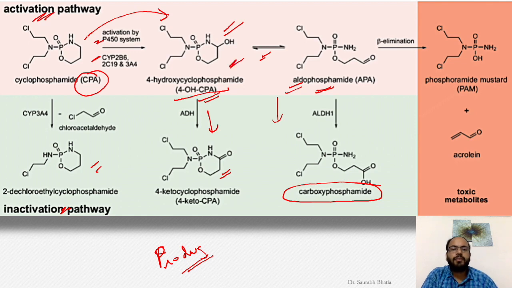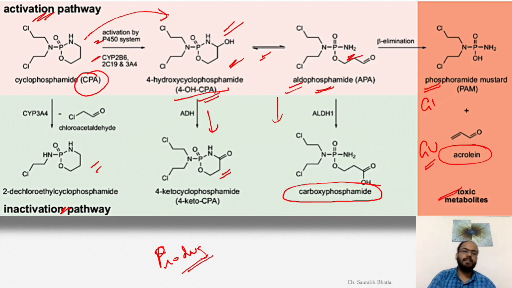Now these two are responsible predominantly for the effects of cyclophosphamide, and with beta elimination, aldophosphamide gets converted into phosphoramide mustard and acrolein. Now these are toxic metabolites. Phosphoramide mustard is responsible mainly for GI side effect, while acrolein is responsible mainly for genito-urinary side effects. We'll be discussing when we discuss the side effect profile of cyclophosphamide. Just remember that these two are the toxic metabolites of cyclophosphamide, mainly phosphoramide mustard and acrolein.